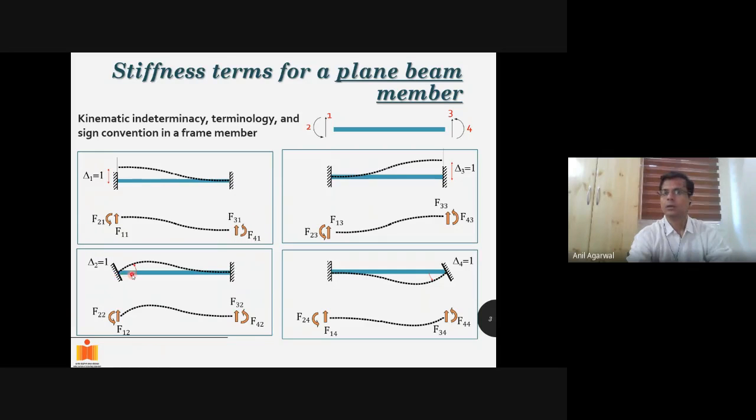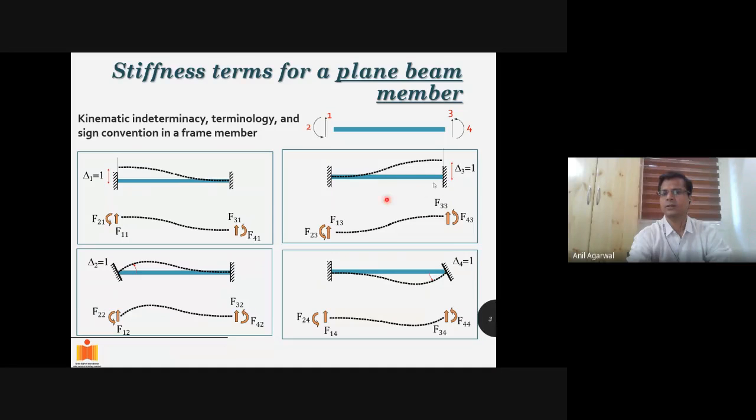Similarly, you can apply a unit displacement in the second degree of freedom, which has this kind of deformed shape. In this kind of unit displacement, you would require four forces again: F12, F22, F32, F42. Again, the forces act at four locations: F1, F2, F3, F4, and the second subscript corresponds to the unit displacement in the second degree of freedom.